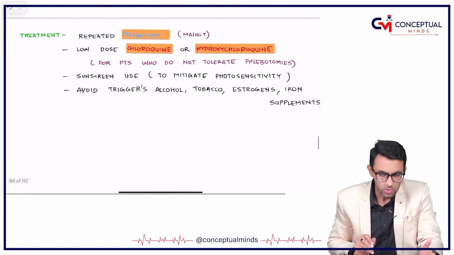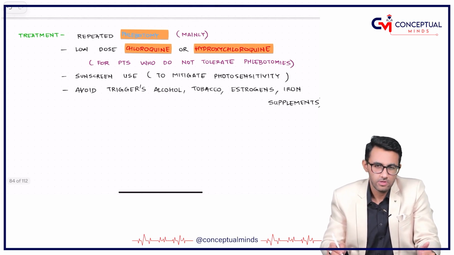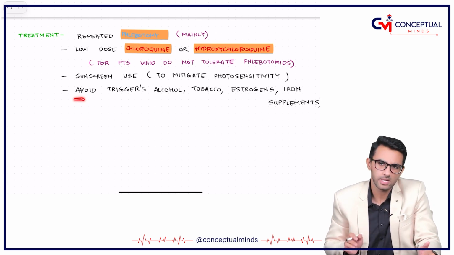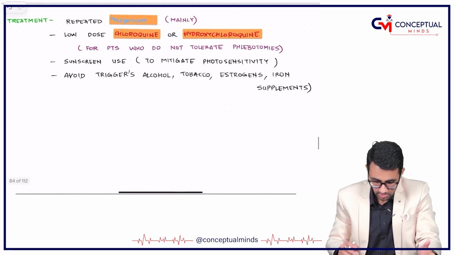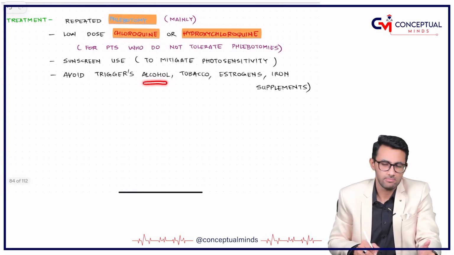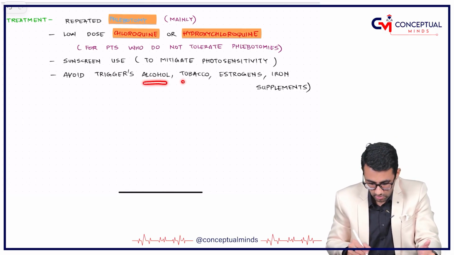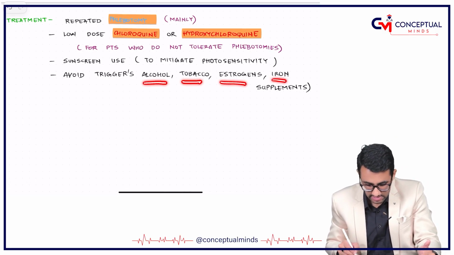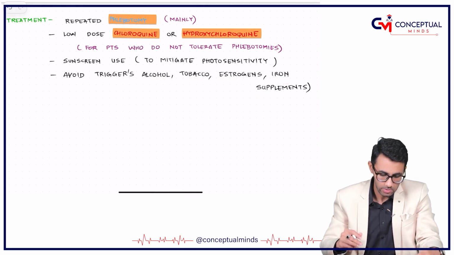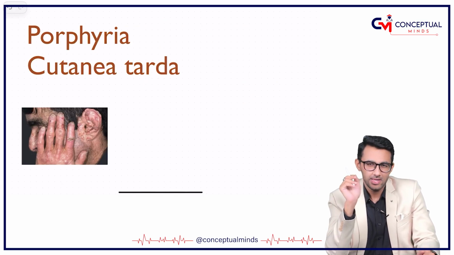One advice that we can give to the patient is to avoid the triggers. So what are the triggers? Alcohol, tobacco, estrogens, and iron supplements should be avoided. Yes, so that is all for Porphyria Cutanea Tarda.